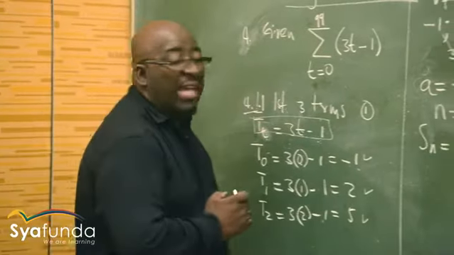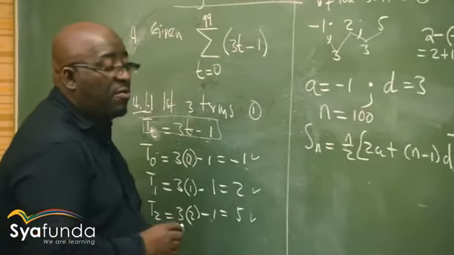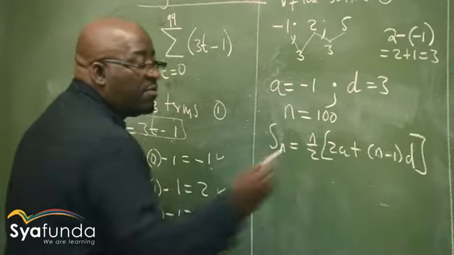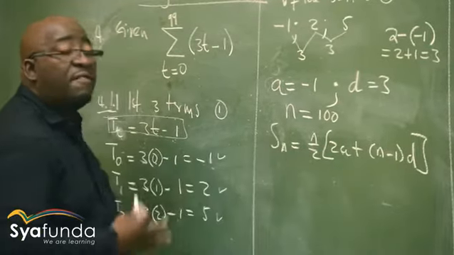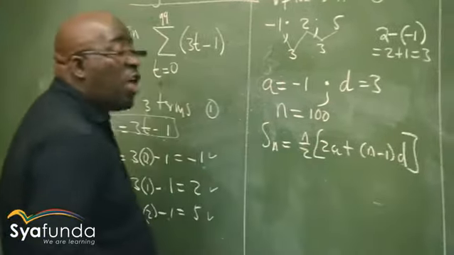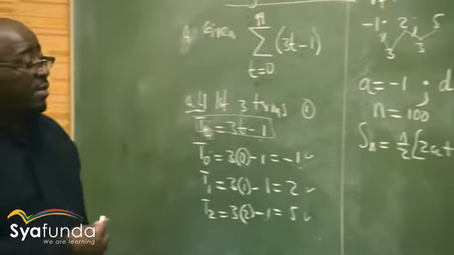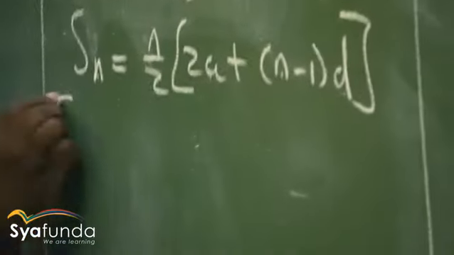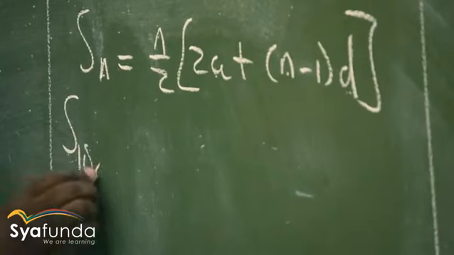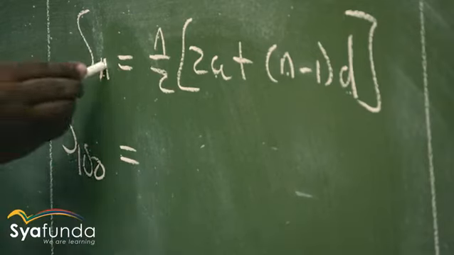How many terms are we adding? The n stands for the number of terms. U-a umele ini, the first term, u-d umele ini, the common difference. Let's push it in there. Sum of the first 100 terms, this is just not any 100 terms, but the first 100 terms, will be equals to, remember, where there was n, we're pushing in 100.